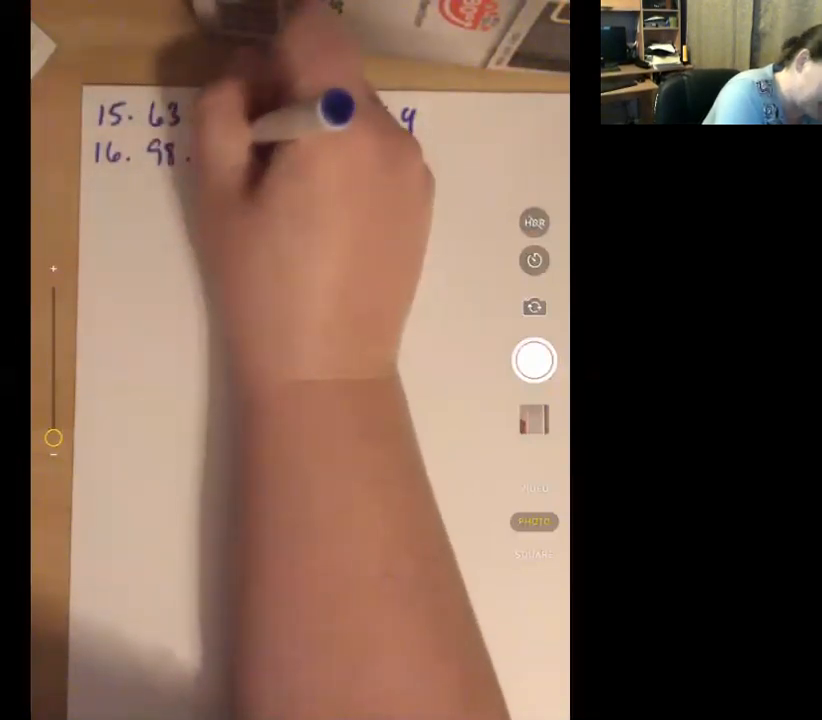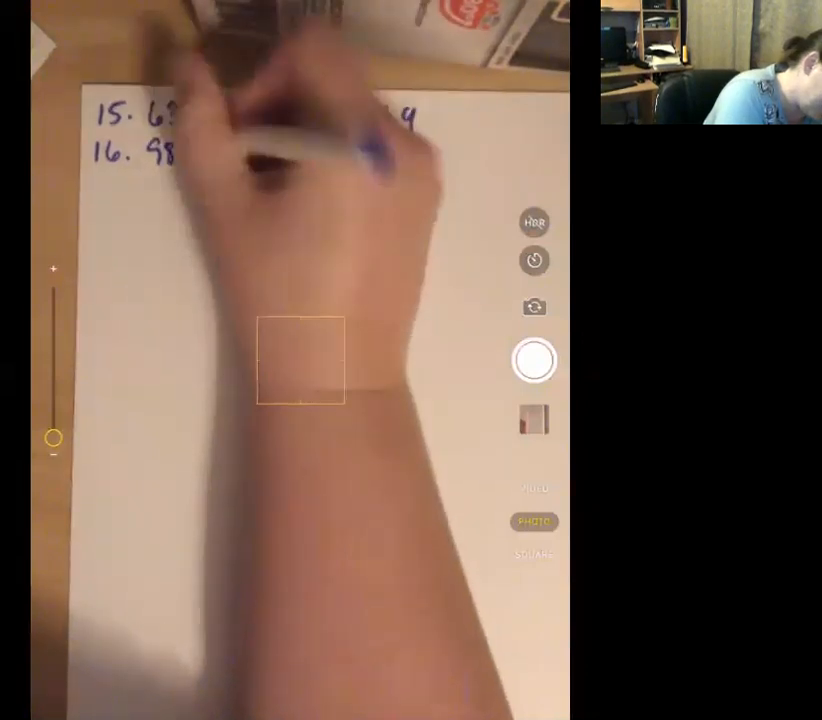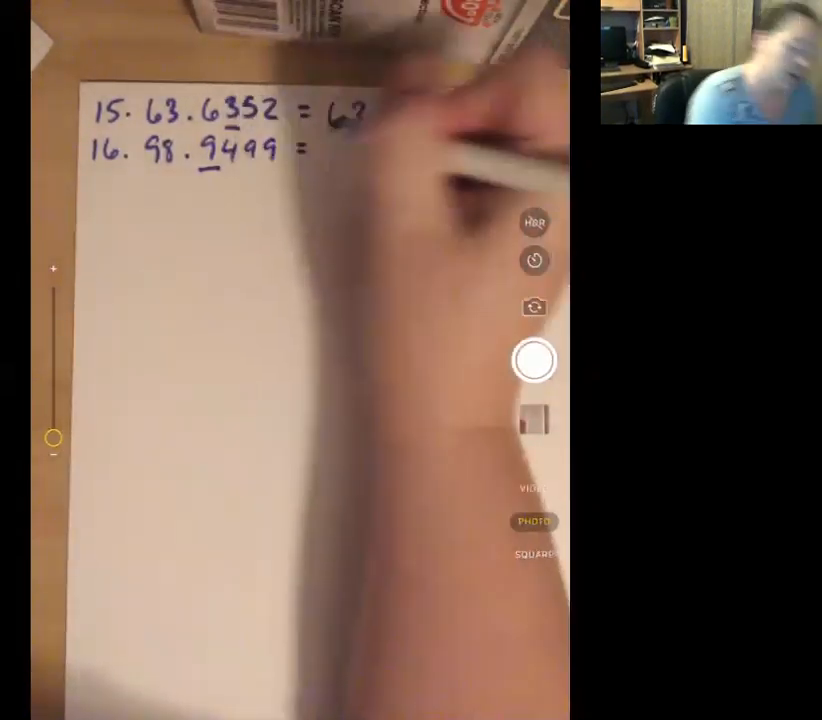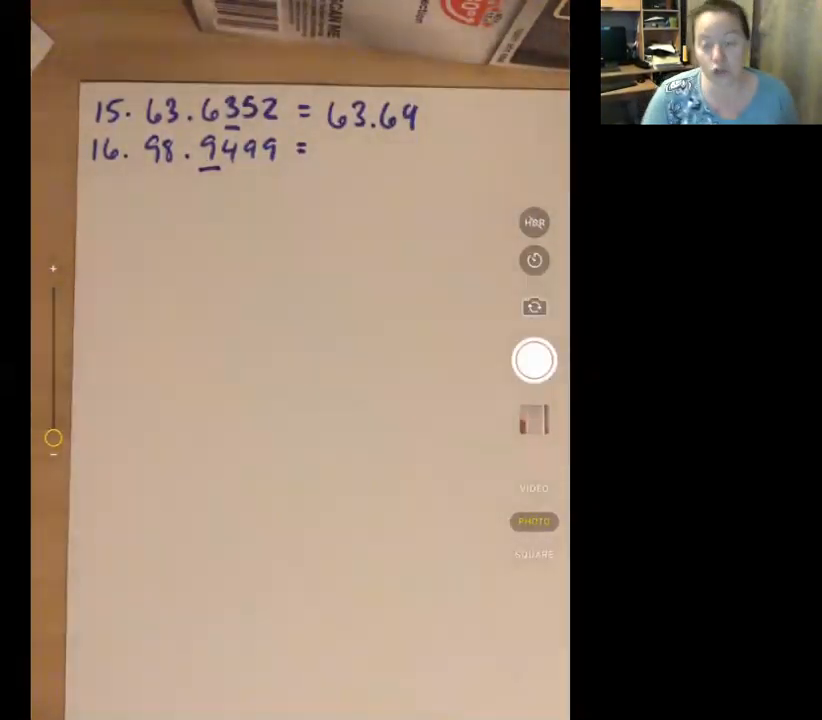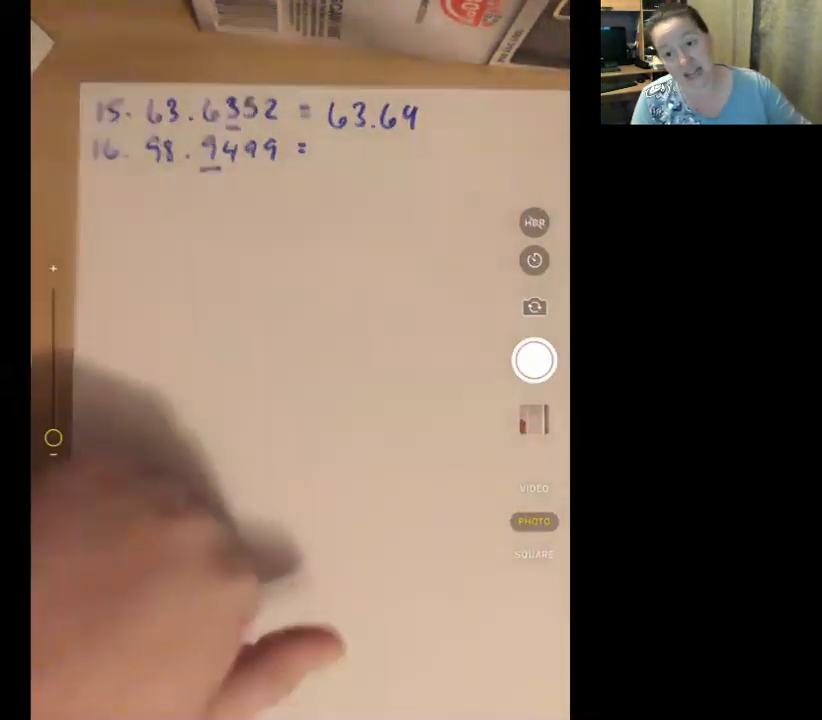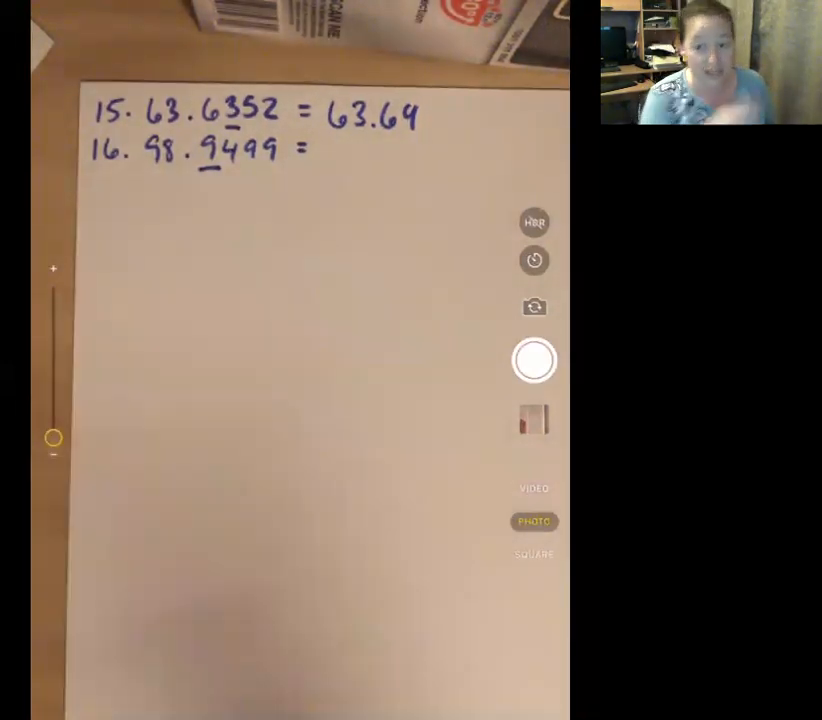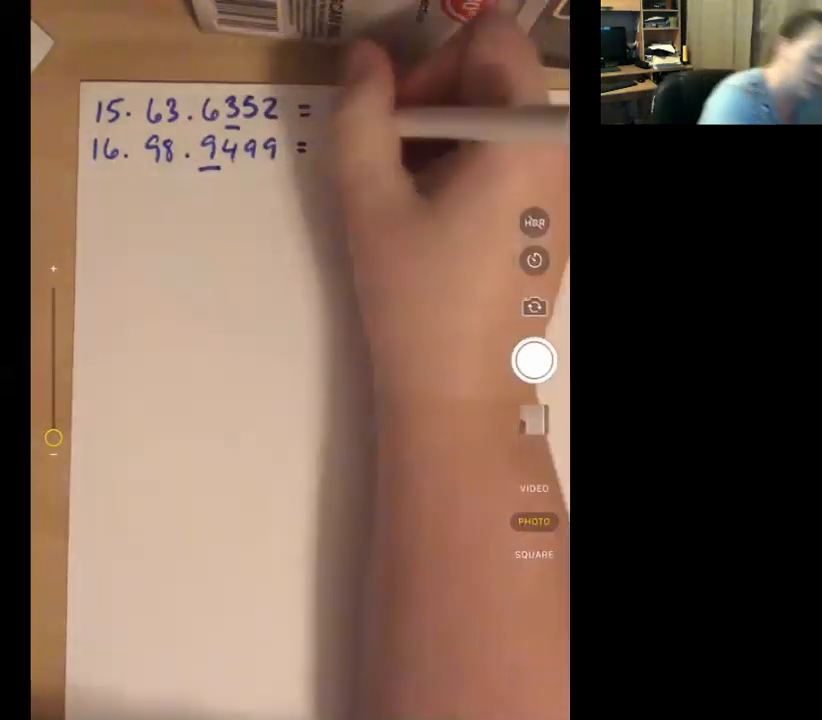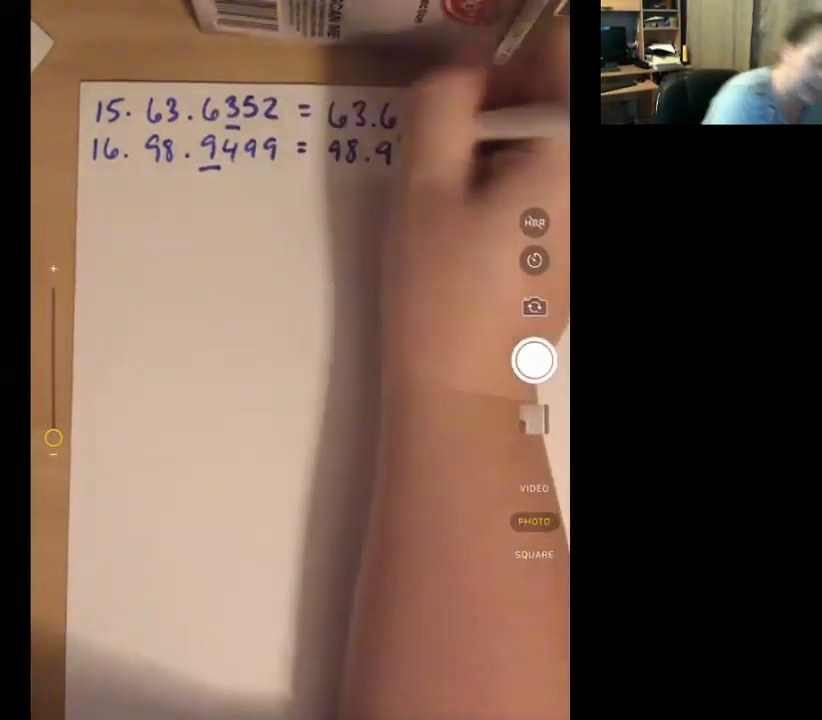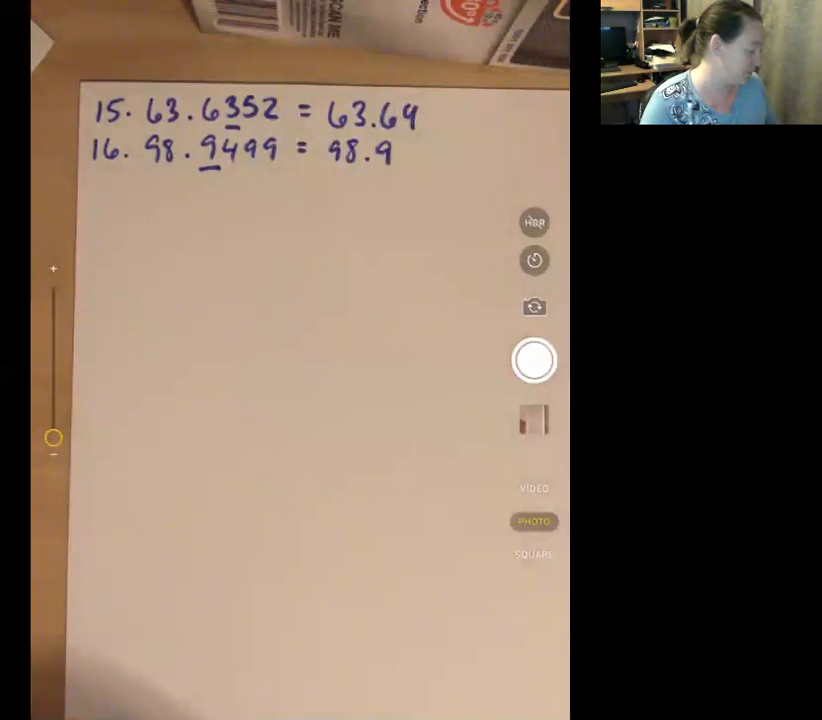Number 16. 98 and 9,499 10,000ths. We are rounding to the 10th place. The 9 knocks on the 4's door. The 4 says stay the same. So we end up with 98 and 9/10.